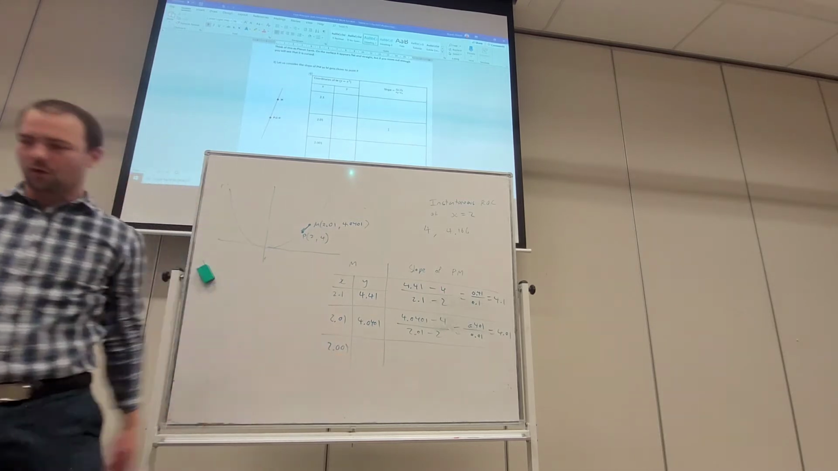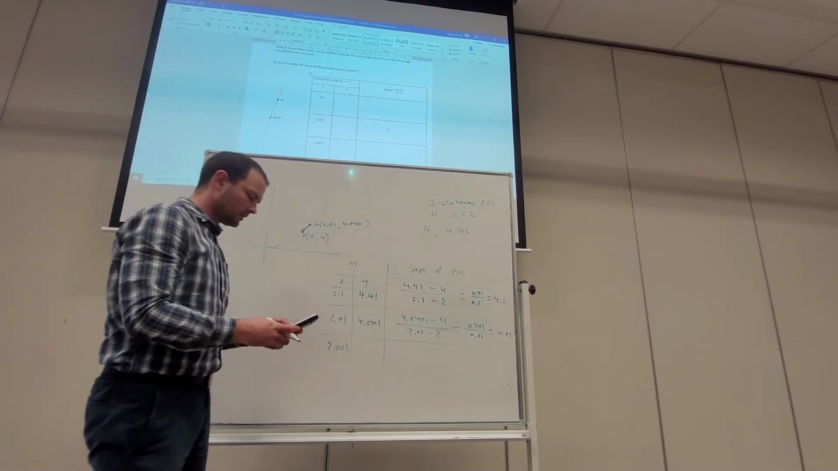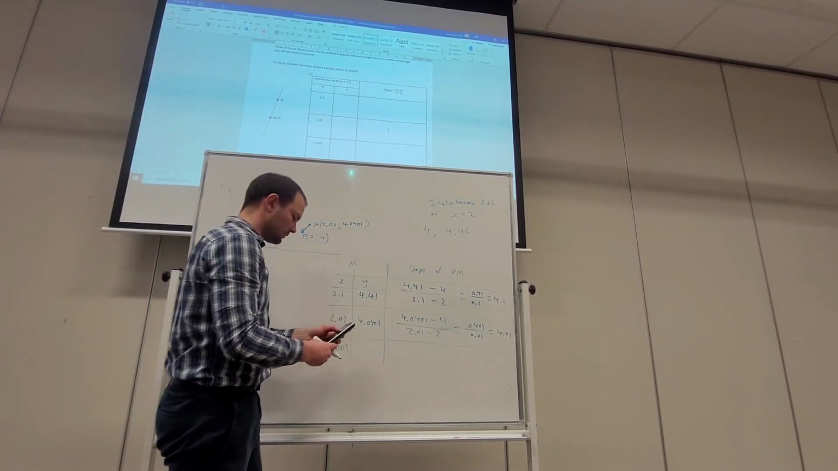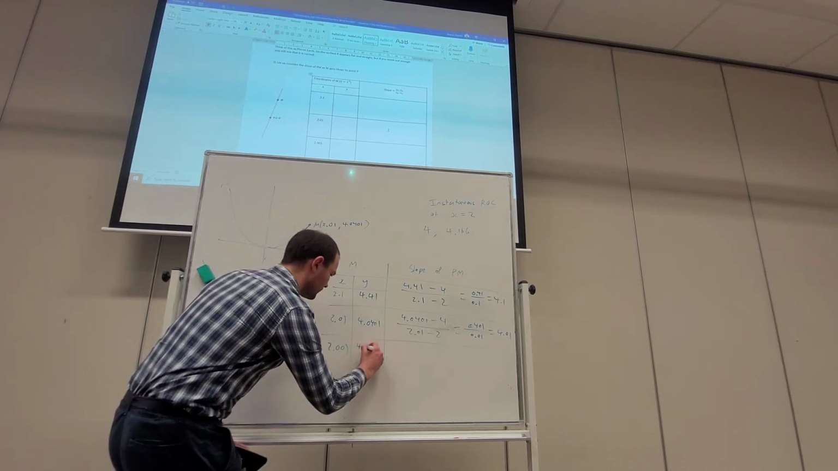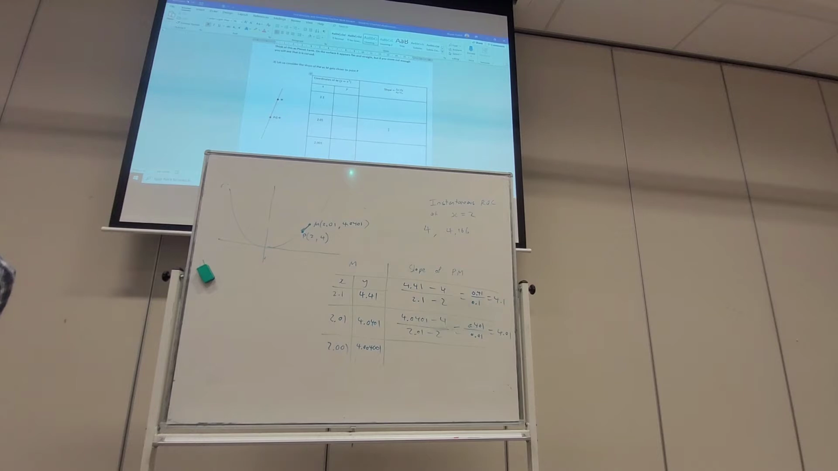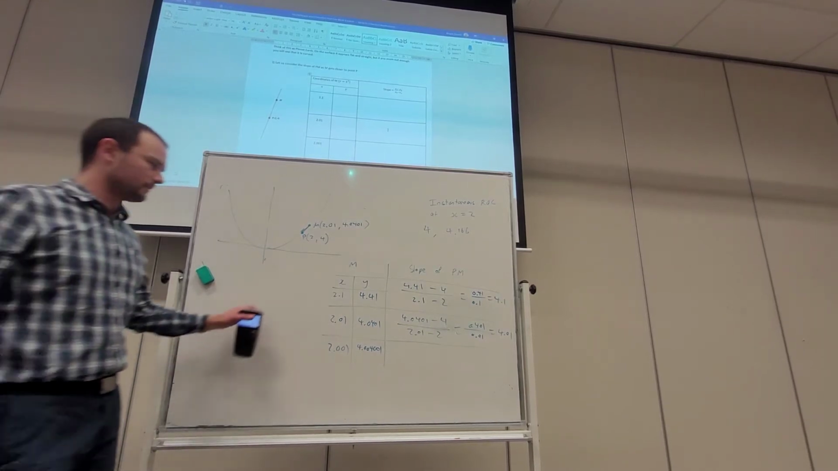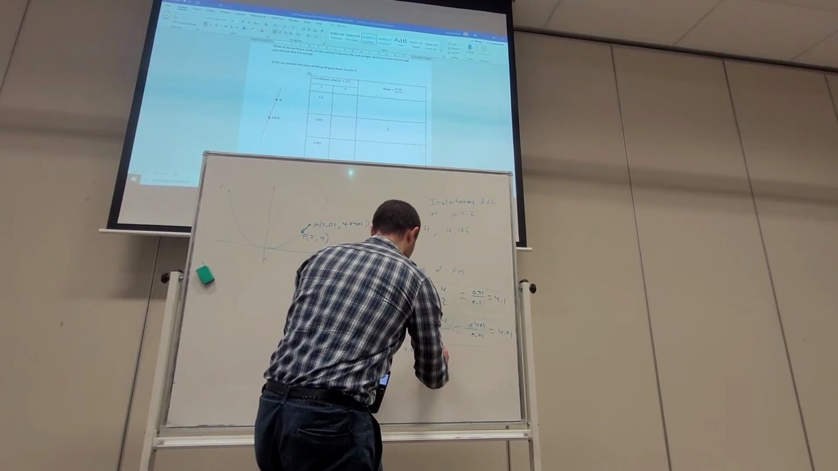So if we use 2.001, let's do that. 2.001, square it, we've got 4.004001. Okay, now let's find the slope when it's even closer. We're going to have 4.004001.